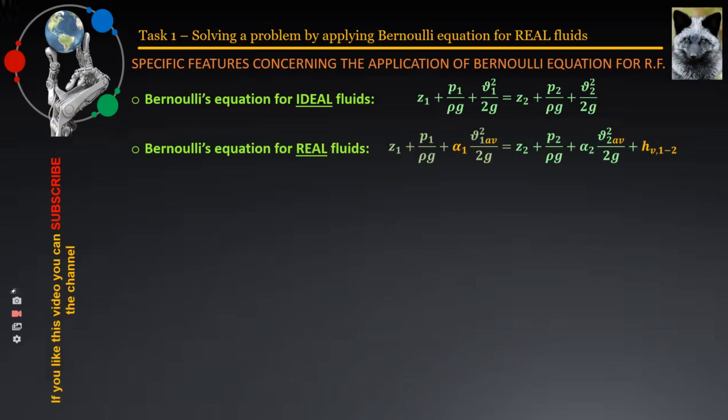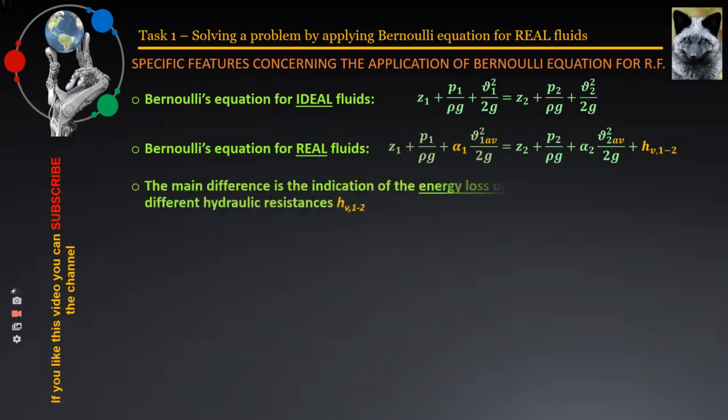The main difference in this case is the indication of the energy loss denoted by HV12, which represents the energy spent to overcome the different hydraulic resistances during the fluid transportation between the two selected sections, conventionally denoted section 1.1 and section 2.2, which will be specified at a later stage when solving the task. This is the so-called step 2.